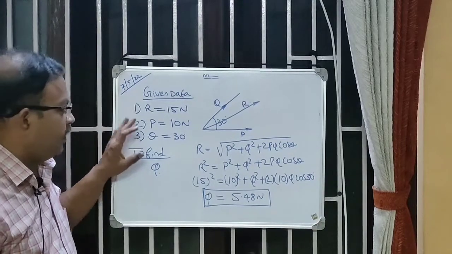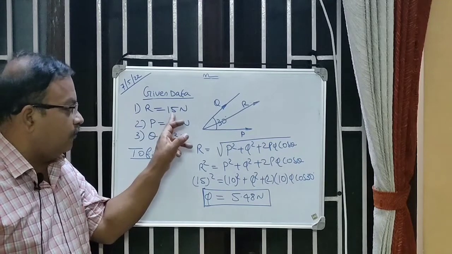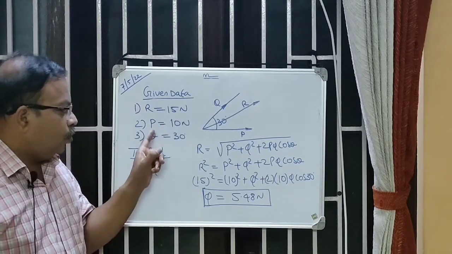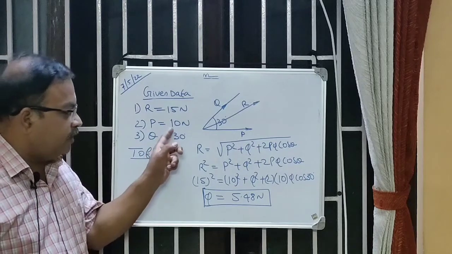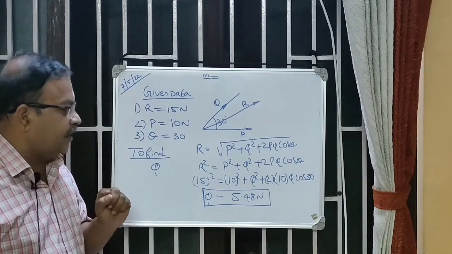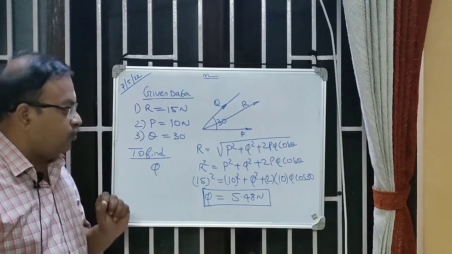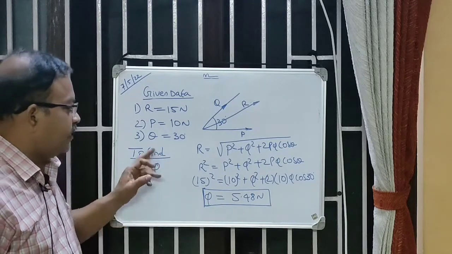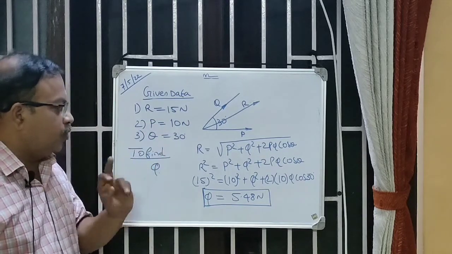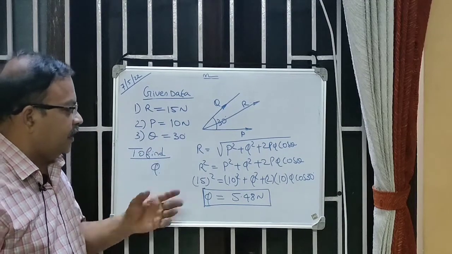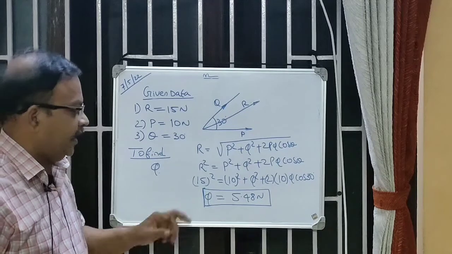Now going to this problem, they have given the resultant of two forces is having a magnitude of 15 Newton. One of the forces is having a magnitude of 10 Newton. The angle between the two forces is 30 degrees. You have to find the magnitude of the other force Q. So let me take that R is equal to 15, P is equal to 10 and theta equal to 30 degrees.